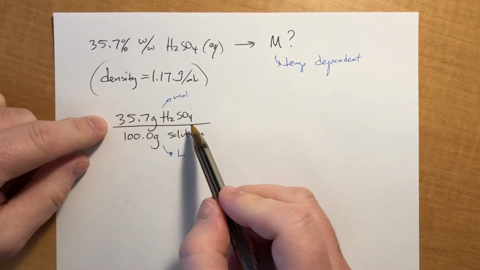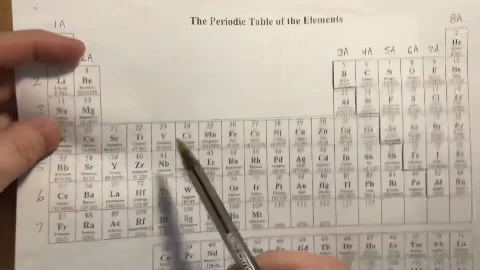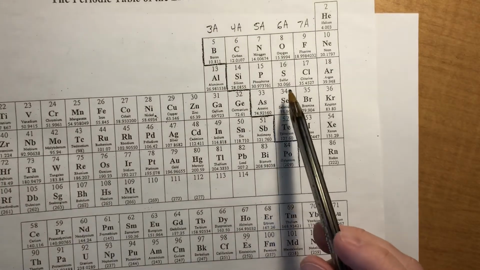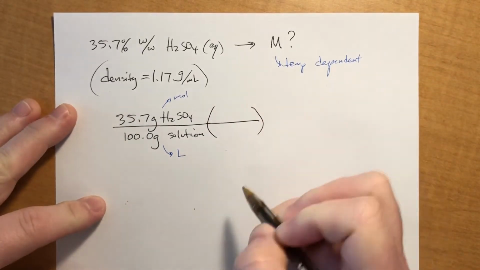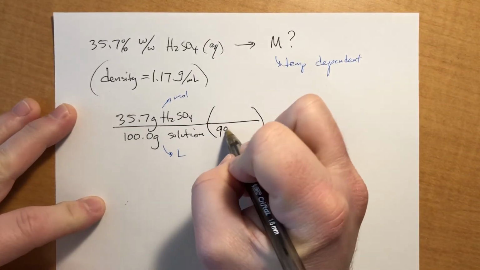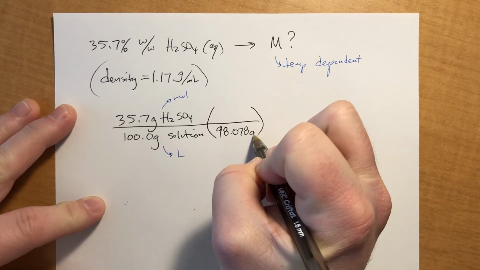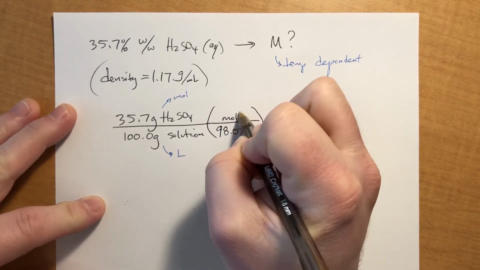To convert from grams to moles, we grab a periodic table. It's H2SO4, so we add up 2 hydrogens, sulfur, and 4 oxygens. And the value comes out to 98.078 grams per mole of H2SO4.